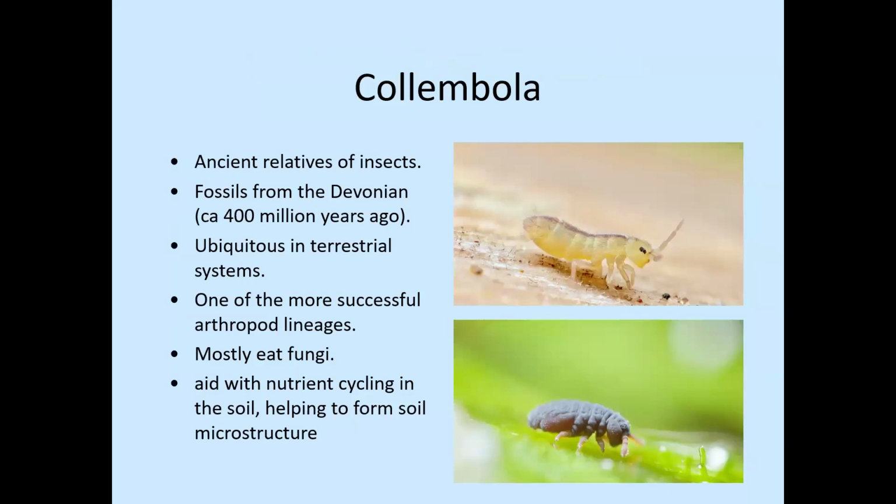So these collembola or springtails are very, very ancient relatives of insects. They were one of the first animals to come on land, and there's fossils of them from the Devonian about 400 million years ago. They're found everywhere, and they're considered a very successful arthropod lineage. There's about 10,000 species.